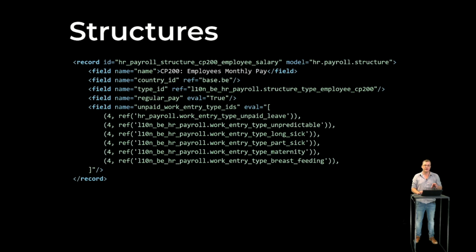The second model was the structure. For example, here we define the monthly pay. So it has a name, a country, like the structure type that we just defined. The structure is a regular pay, so you can link the different work entry types that will reduce the basic salary if time-offs of these types have been validated during the payslip period. For example, the long sick leaves.